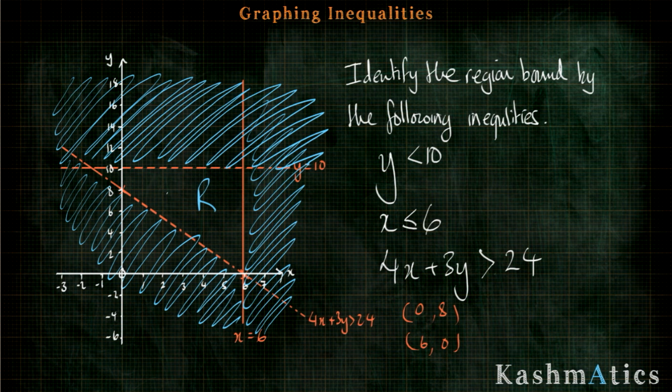Now what I'm going to do here is I'm going to pick a coordinate and make sure it works for all of these inequalities. So I'm just going to pick a coordinate like that one there, which is 2, 8. And I'm going to check to make sure all these are satisfied. So first of all, is the y coordinate less than 10? Yes, it is. Is the x coordinate less than or equal to 6? Yes, it is. And is 4x plus 3y bigger than 24? So 4x, that'd be 4 times 2 plus 3 times 8, and that would equal 8 plus 24, which is 32, and 32 is bigger than 24, so I can tick that one as well.